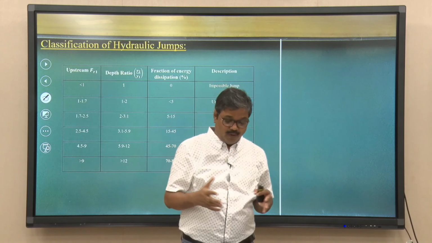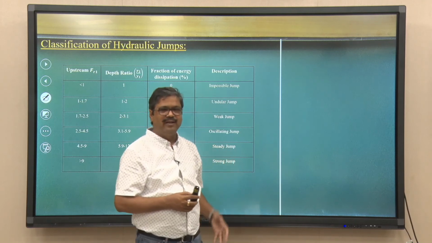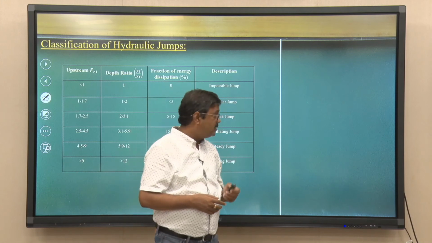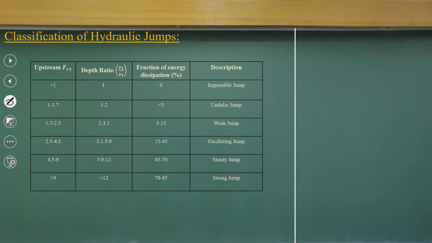Now, I am not going into more detail, because in higher classes you can do it, the what type of hydraulic jump formations happen, and we consider the different types of hydraulic jumps. But I just want to say that when the upstream flow Froude number ranges between 4.5 and 9, okay, then there will be huge energy dissipation.